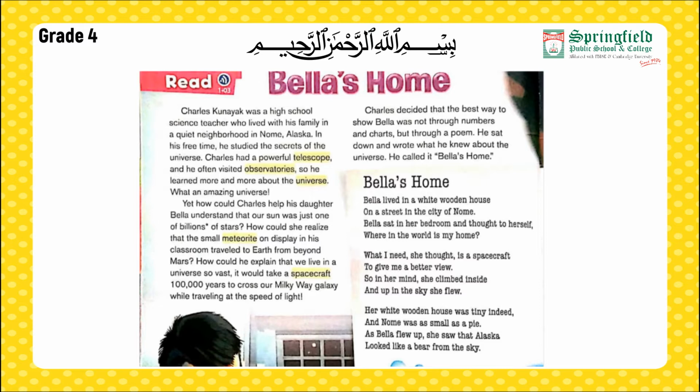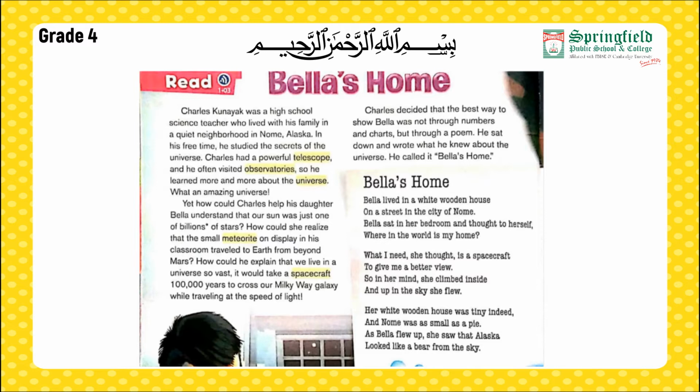Charles Kunayak was a high school science teacher who lived with his family in a quiet neighborhood in Nome, Alaska. In his free time, he studied the secrets of the universe. Charles had a powerful telescope, and he often visited observatories, so he learned more and more about the universe. What an amazing universe! Yet how could Charles help his daughter Bella understand that our sun was just one of billions of stars? How could she realize that the small meteorite on display in his classroom traveled to Earth from beyond Mars? How could he explain that we live in a universe so vast it would take a spacecraft 100,000 years to cross our Milky Way galaxy while traveling at the speed of light?